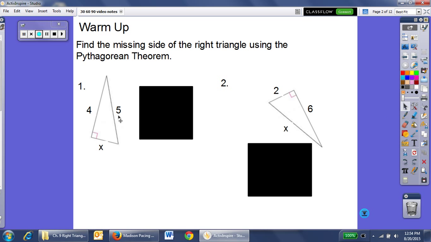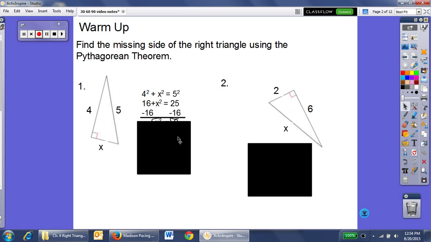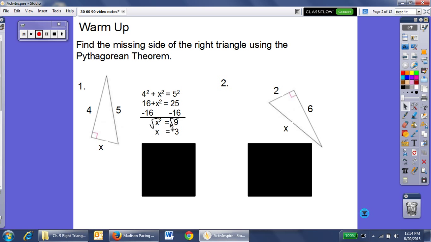Looking in example 1, we see that 5 is a hypotenuse, so we can write this as 4 squared plus x squared equals 5 squared. Simplifying, you can see 4 squared is 16, and 5 squared is 25. As we go through it, you can check the work at the very end. You should get your answer: x equals 3.